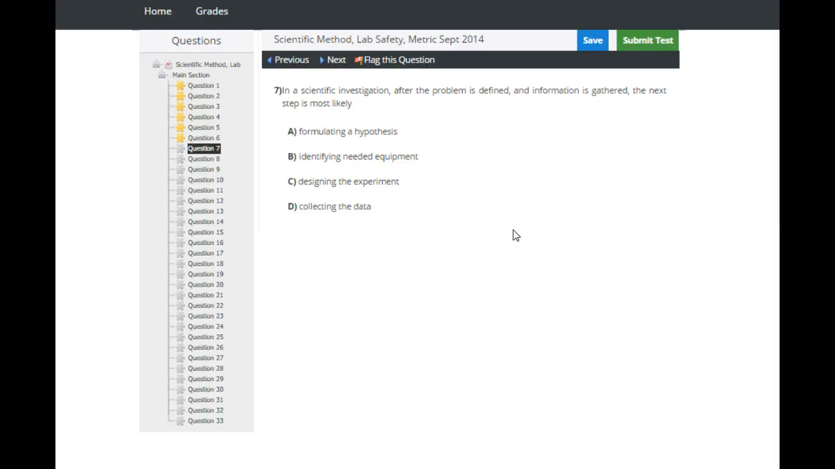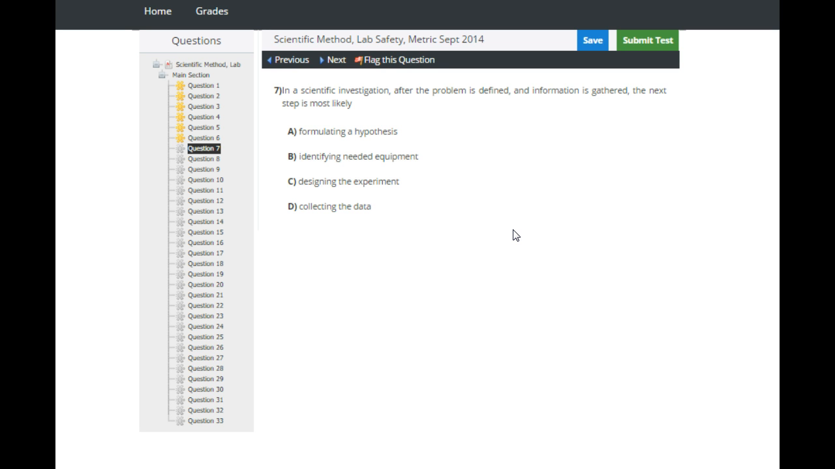So number 1, state the problem. Number 2, gather the information. Number 3 is define your hypothesis, write your hypothesis. 4 is do the procedure, right? So in a scientific investigation, after the problem's defined and information is gathered, the next step is to write your hypothesis. Formulating a hypothesis. I'm sorry if the word formulating throws you. That's the same thing as coming up with or writing a hypothesis, so we have to work a little bit on our vocabulary, but you should recognize the word hypothesis.